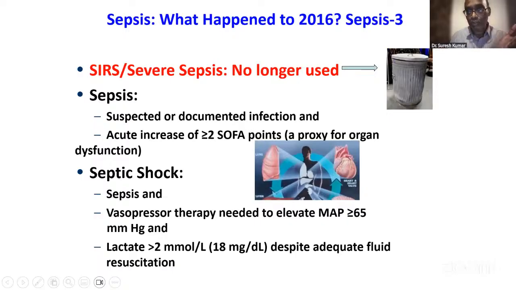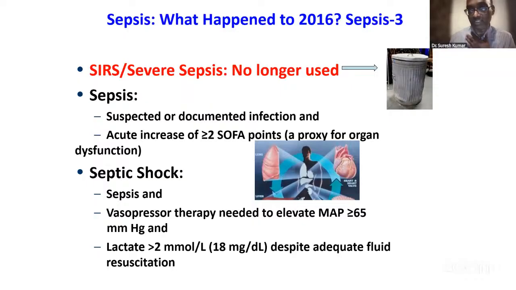So now, the previous definitions: what happened in 2016? Previously, we defined 4 terms: SIRS, sepsis, severe sepsis, septic shock. Now 2 entities have been removed. SIRS is gone and severe sepsis is gone. So you need to say whether the person has sepsis or septic shock. How to say sepsis according to the guidelines? Suspected or documented infection with a SOFA score increase of 2 points or more. Septic shock means presence of sepsis plus vasopressor therapy or lactate more than 2 millimoles per liter.